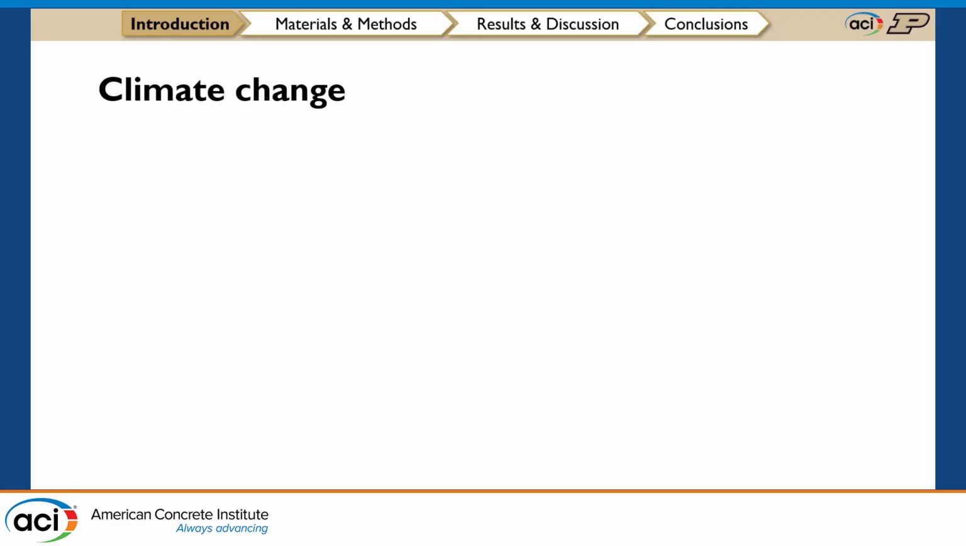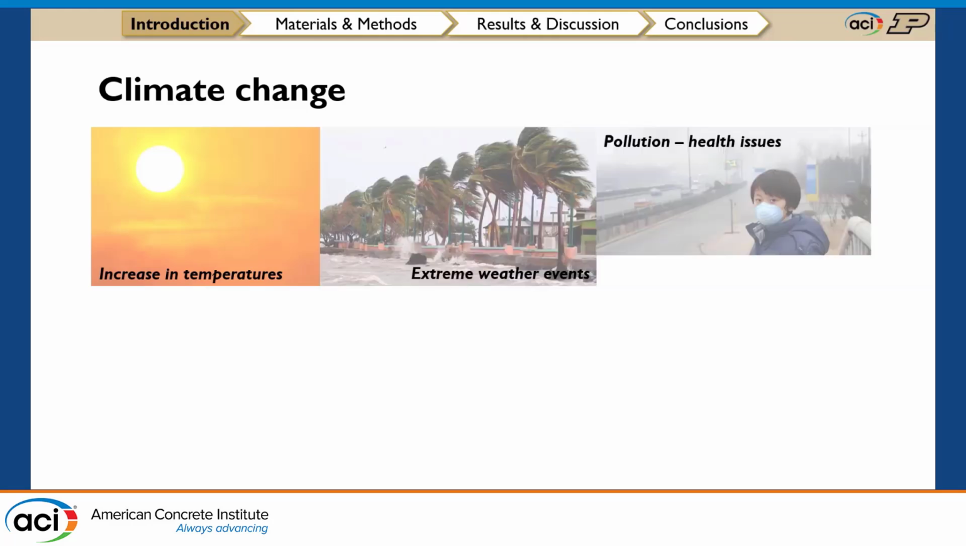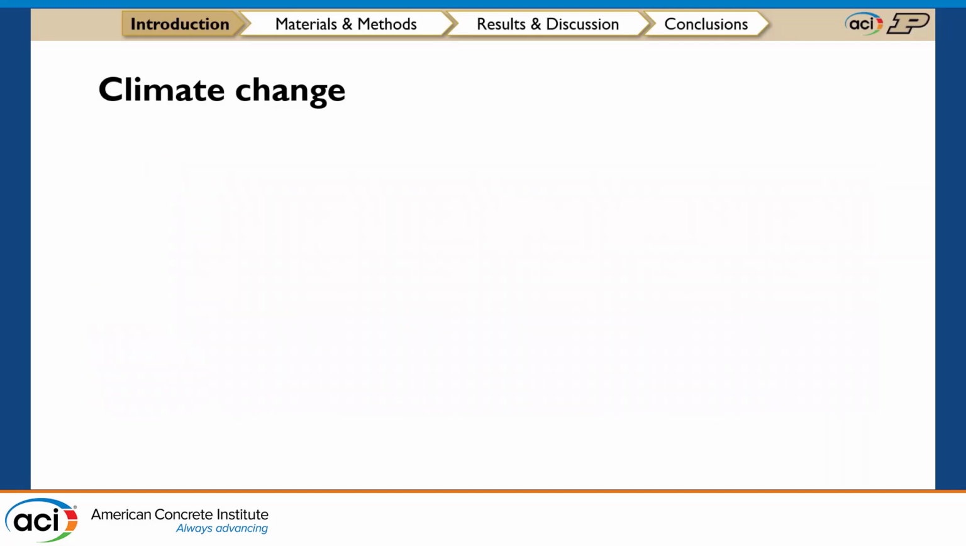So for the introduction, we all know that climate change is one of the major issues that we're facing nowadays in our society. It relates to the changes in weather and temperatures due to human activity, and it causes many issues such as the increase in temperatures, extreme weather events, pollution that of course causes a lot of health issues, fires, droughts, and even rising sea levels.